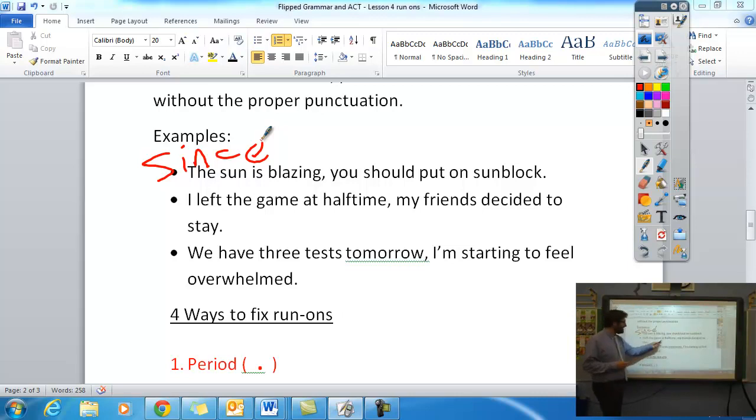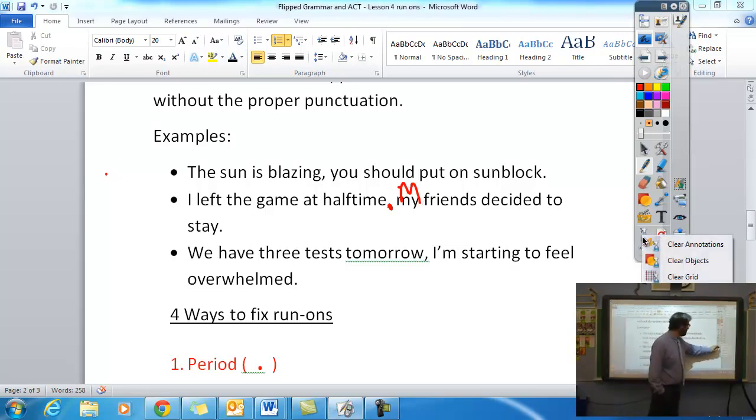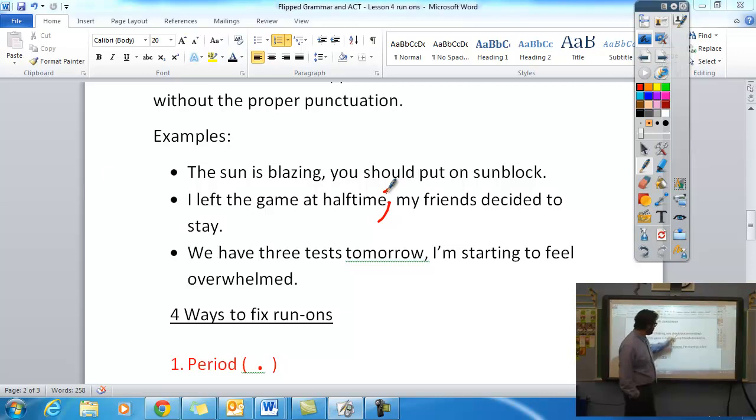How about the next one? I left the game at halftime, my friends decided to stay. Independent clause with just a comma. So that's a run-on. So how are we gonna fix that? Again, we could put a period and make this capital. We could put a semicolon. That works. That fixes the run-on.